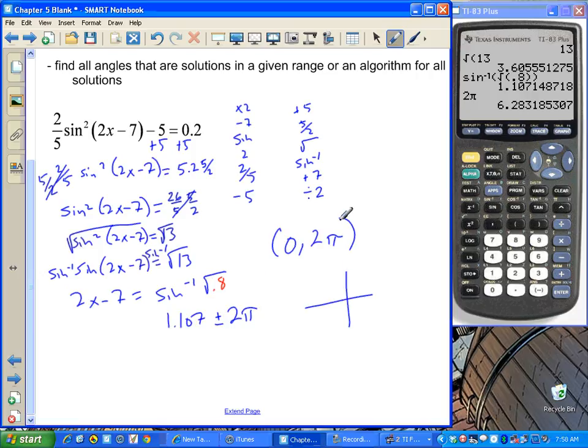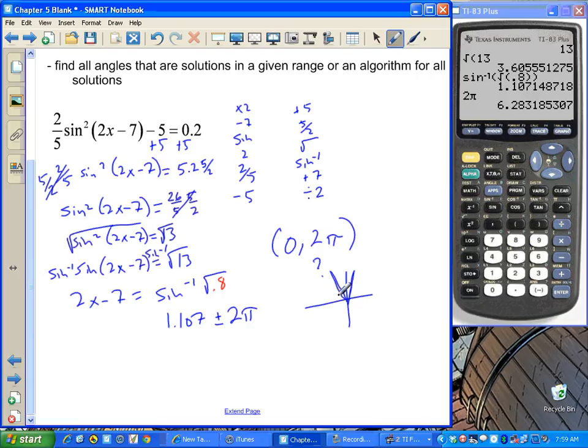Okay, so 1.107 is somewhere around here, so it's some angle up here. Okay, because this is half of pi, which is 1.57. So this is 1.107. Okay, we'll say that. So that's an answer for my sine, but I'm also going to have this. Okay, and I need to figure out what this angle is, because that's also going to be an answer.